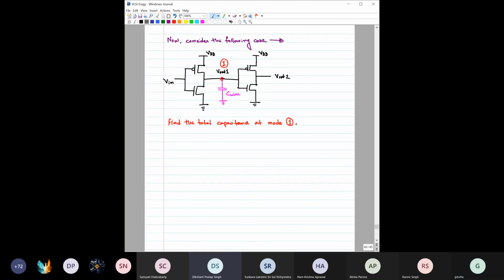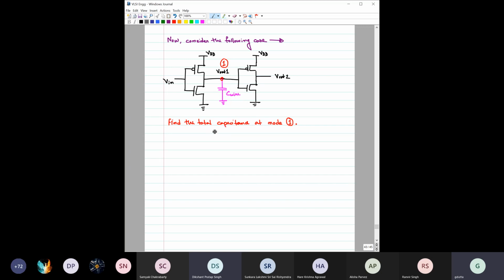Now let us come to one situation. Consider the following case. Here you can see one inverter is driving another inverter: the output node of this inverter is driving the input of the next stage inverter. They may not be exactly side by side in a chip; they may be a bit far apart. As a result, the wiring capacitance should also come into the picture. So we have represented the capacitance because of this connecting wire as C wire, right?